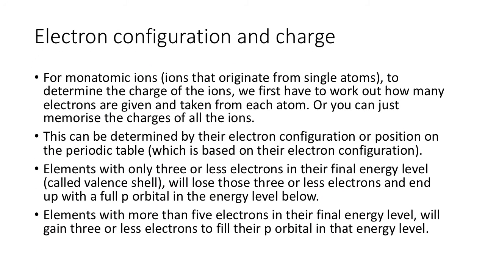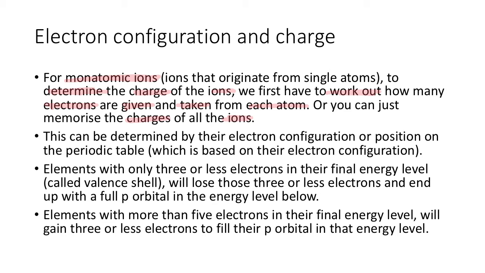For monatomic ions, that's ions that originate from a single atom, we need to work out the charge. To determine the charge of that ion, we first have to work out how many electrons are given or taken from each atom. Or you can just memorize all the charges of all the ions. To make an ion, you have to lose or gain electrons, and we have to work out how many. The best way is to memorize the list that I've given you. Alternatively, you can work it out the old-fashioned way, which is what we're going to be going through.